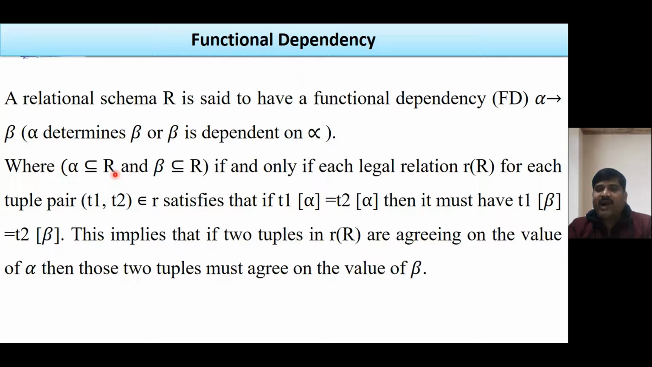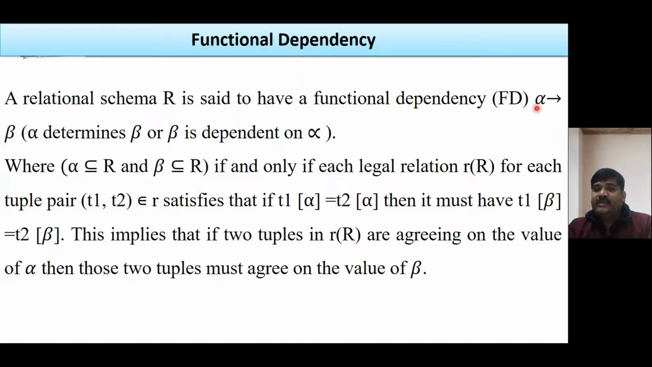Capital R is the set of all the attributes of the table, and beta is also a subset of or equal to capital R. Capital R is the set of all attributes. If we combine all the attributes, then that becomes the table. So both are subsets of or equal to R.